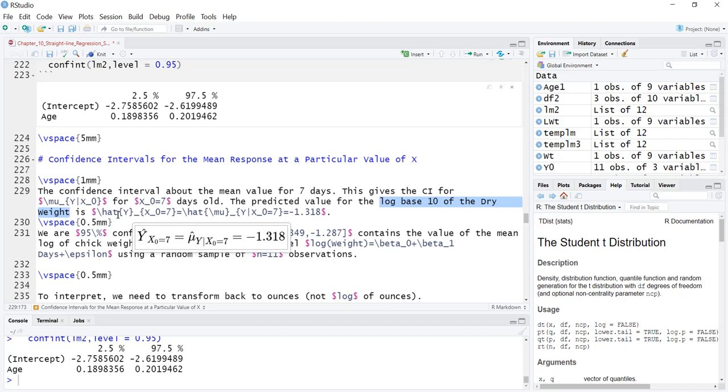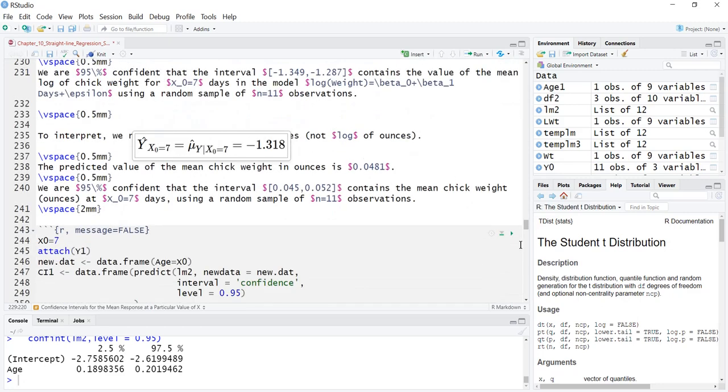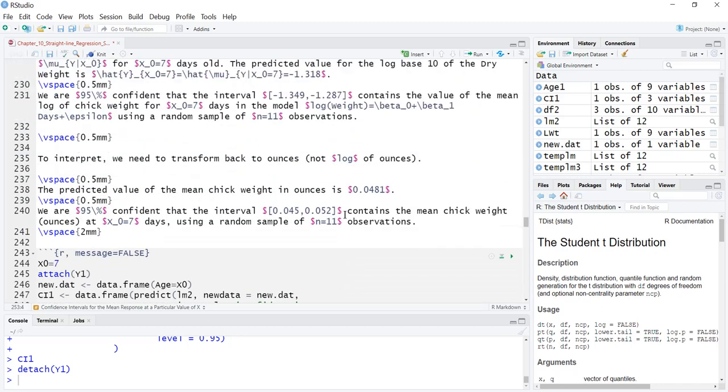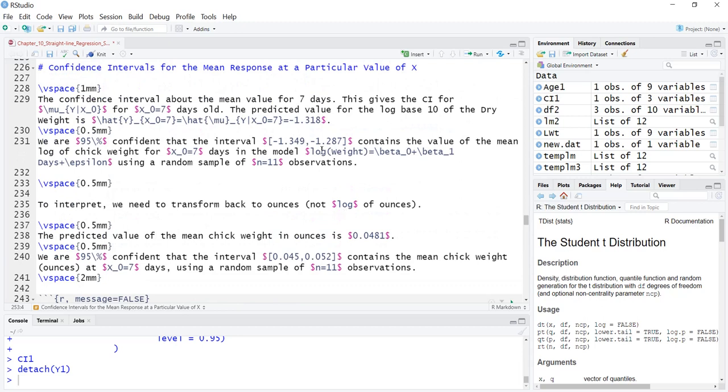And then I have x of 0 equals 7. So if it's a different value here, you want to change that here, and then give the output. So the output is provided here. It gives us the estimate. It says fit. Here's the lower confidence limit and the upper confidence limit here and here. And so those are the values that you put into this interval.